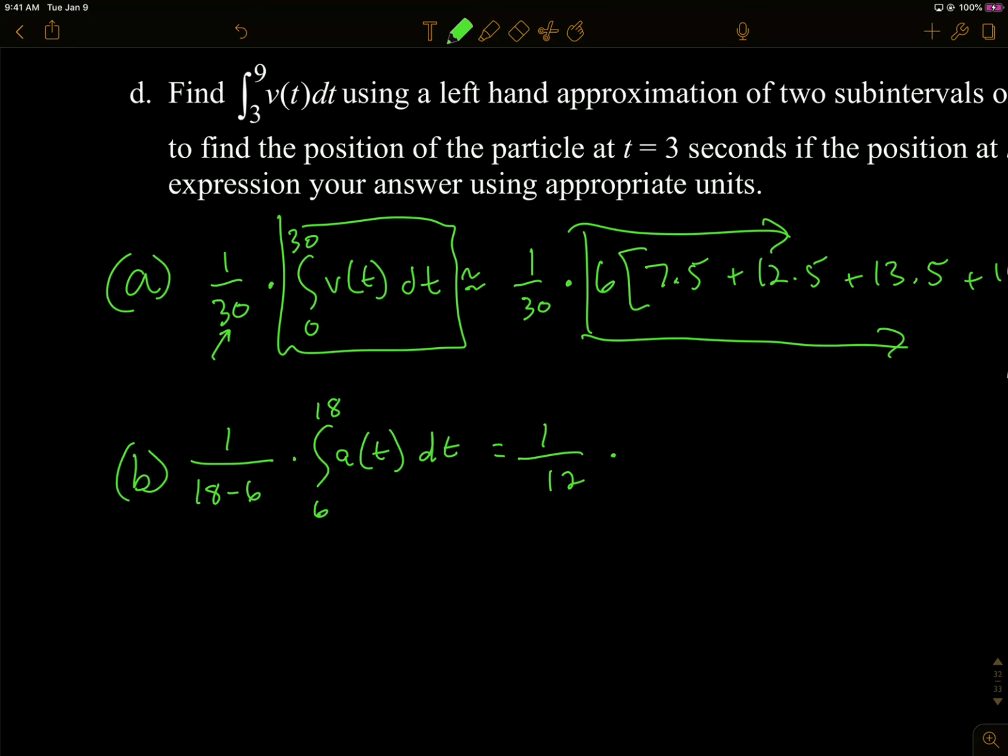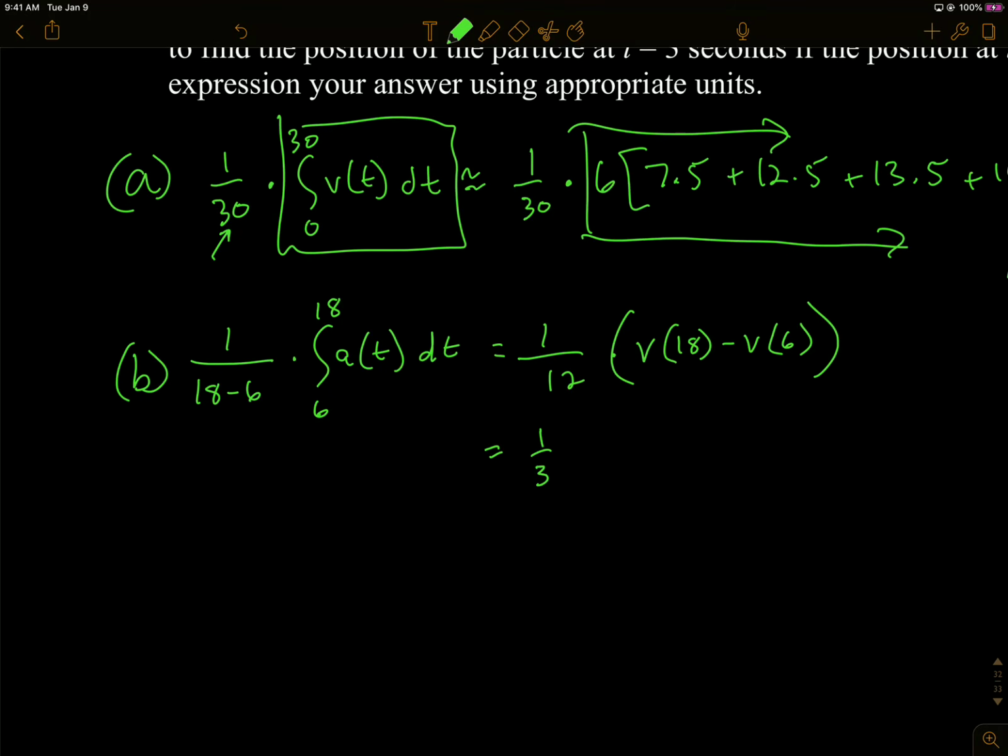Well, when we do the antiderivative of acceleration, we get velocity. So it's going to be v of 18 minus v of 6, and then 1/12 times that. That whole thing works out to about 1/3. And that is finding our average acceleration. So that's going to be in meters per second squared.